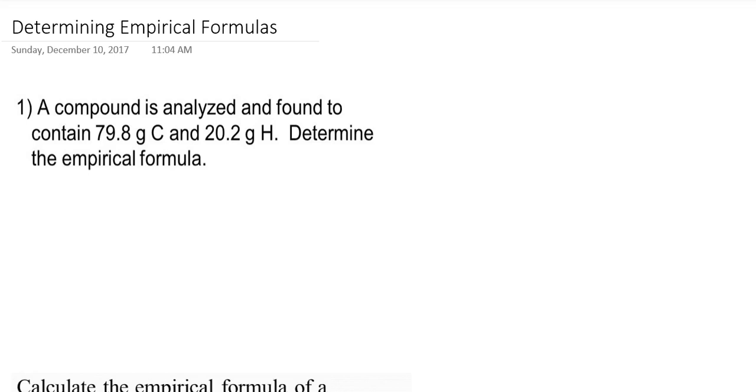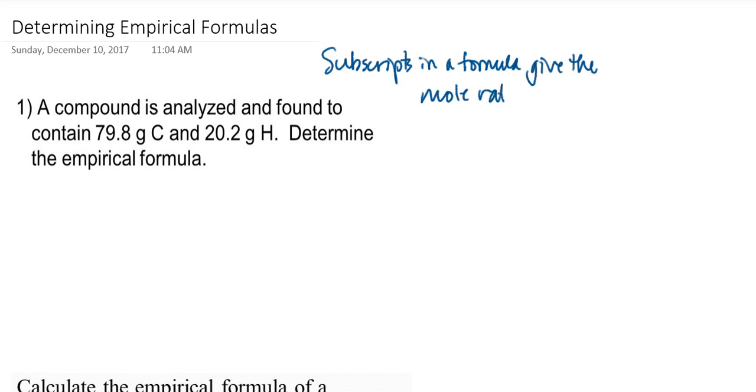Now that we understand how the empirical formula works, let's try and figure out how we would actually determine one if we needed to. As it turns out, if you recall, it comes down to understanding what the subscripts in a chemical formula actually tell us about the compound. Basically, the subscripts in a formula give the mole ratio of elements within the compound.